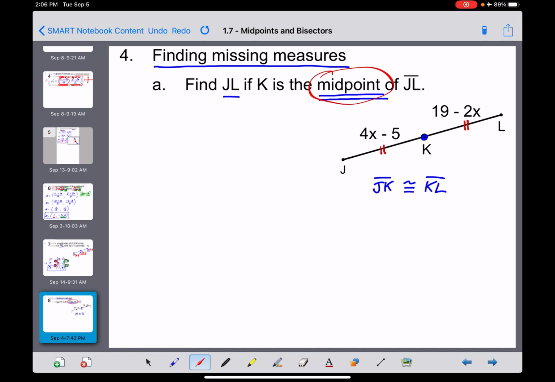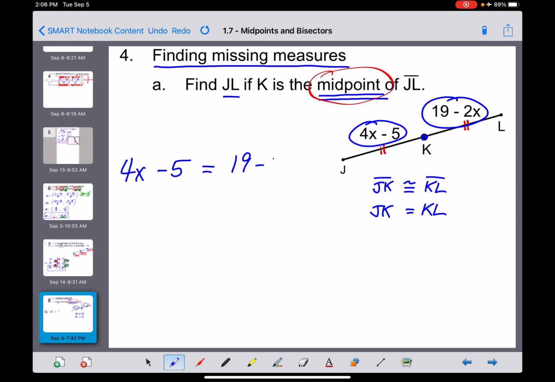If these two line segments are congruent, that means that their measures have to be equal to each other. This quantity must be equal to this quantity. So there's our equation, guys. 4x minus 5 must be equal to 19 minus 2x. And how do I know those two pieces are congruent? Because they look the same? No, because the directions use the word midpoint. So there's your setup. Now it's just basic algebra.